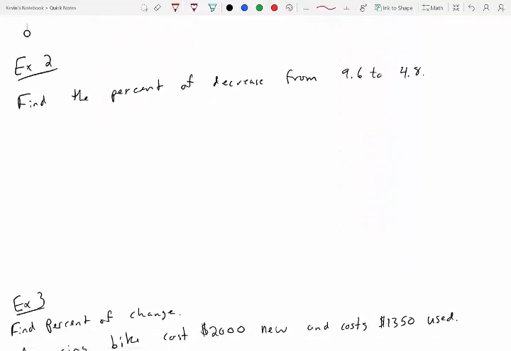Look at example 2, which is find the percent of decrease. The percent of decrease is when a number goes from a big number to a smaller number. So we have 9.6 to 4.8. First thing we have to do is find the difference, or the amount of change. 9.6 minus 4.8 equals 4.8. Now we put that number on the top, divided by the original. It went from 9.6, so 9.6 is our original.